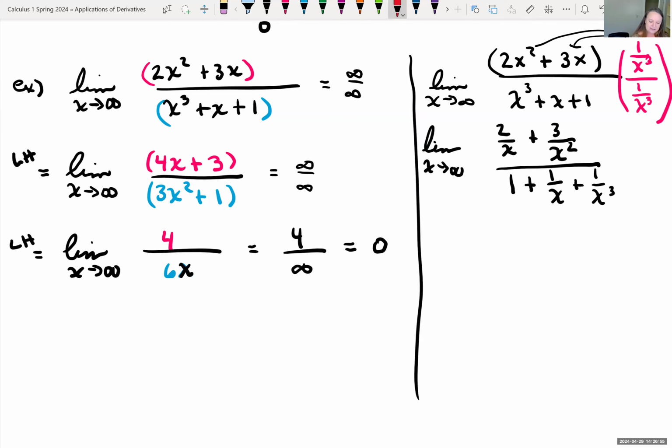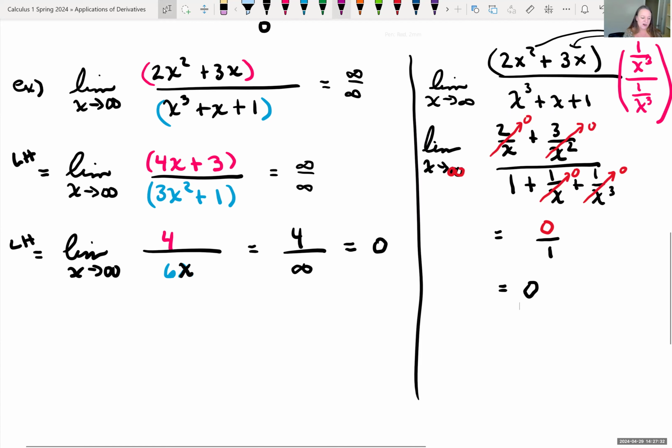So now, as x is going off to infinity, any number over infinity goes to 0. So 2 over infinity goes to 0, 3 over infinity squared goes to 0, 1 over infinity goes to 0, 1 over infinity cubed goes to 0. And so what we're left with in our numerator is something that goes to 0, all over 1, which is equal to 0. So we can still do it the same way that we did in the past, or in this case, we can use L'Hopital's rule if you prefer.